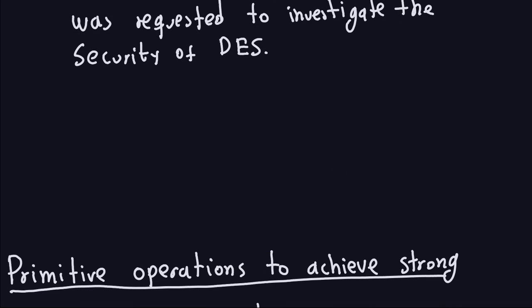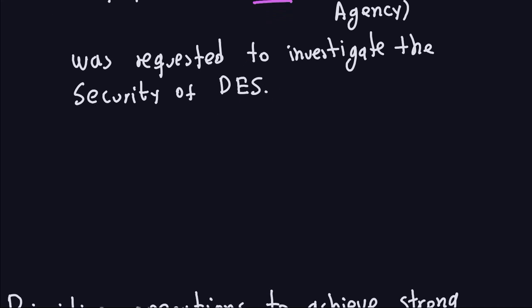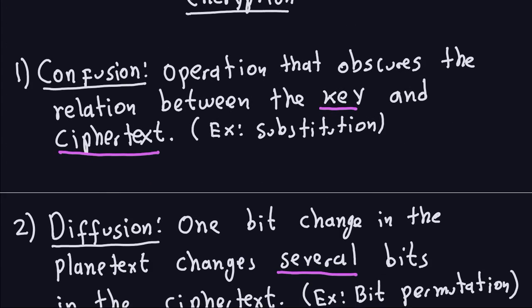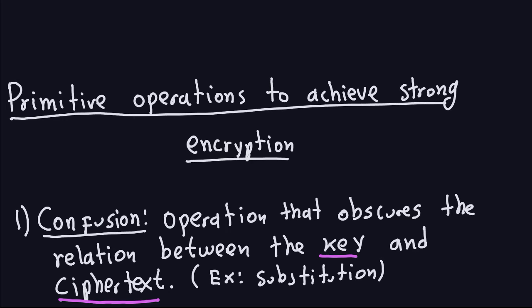So that's pretty much the history of the DES. The DES was basically created by the IBM at the request of the US government. The NSA was involved in the design, and it changed it after IBM submitted the cipher. Now, one important thing that we have to discuss here, and it is very embedded into this cipher, is some primitive operations that achieve strong encryption. And these two operations should be in any modern cipher.